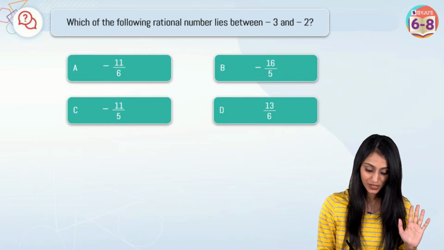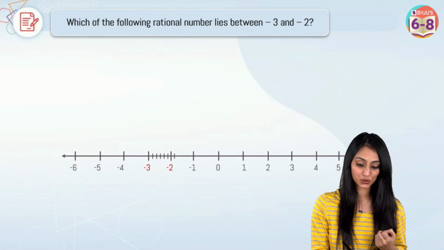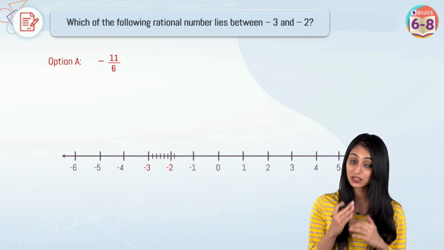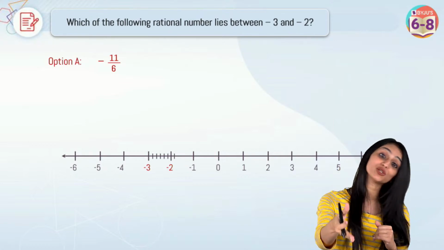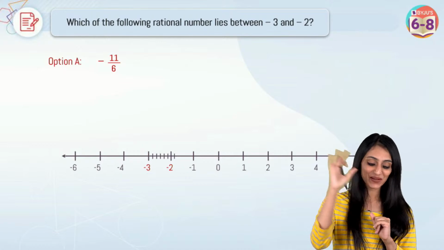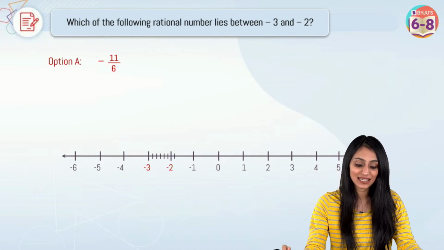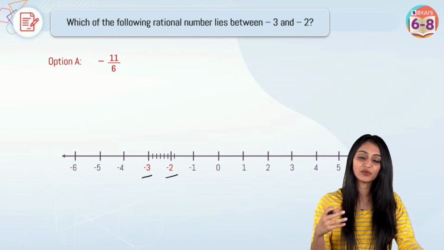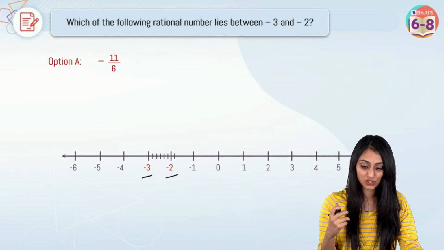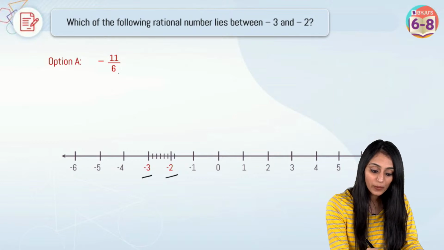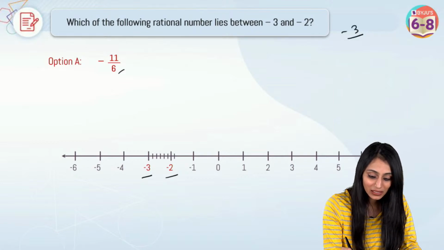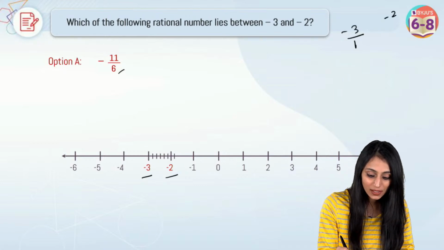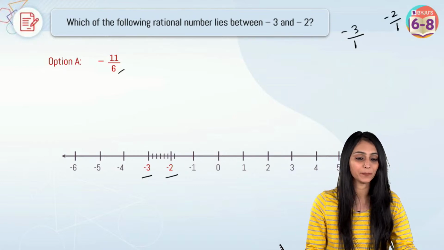Okay, let's check it. First, let's see what the solution is. If I go according to option A, which is -11/6, I'm going to discuss all the options one by one. Now I can see option B also. Okay, let's check it. So -3 and -2, it is here, right? Here on the number line. You can see a few divisions over here in between -3 and -2. Since the denominator is 6, -3 is actually -3/1. It can be written this way. -2 is actually -2/1.